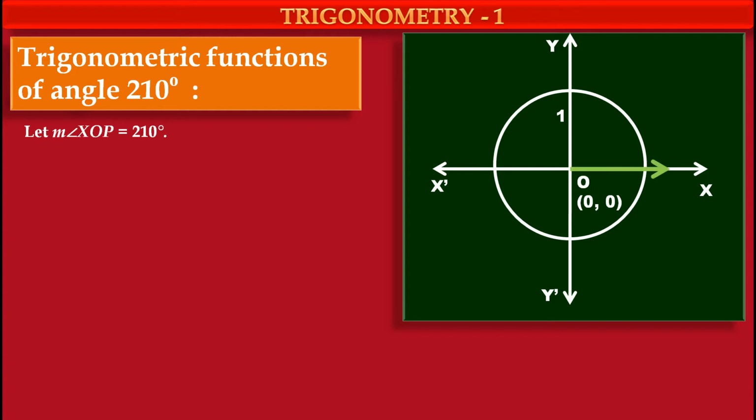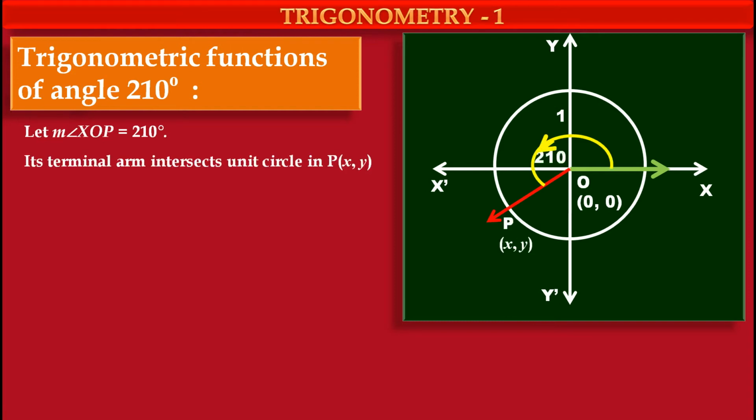To draw this angle, first we have to draw the initial arm. It is ray OX. Here it is shown in green color. Now by measuring angle 210 degrees from the initial arm OX, we have to draw the terminal arm, ray OP, point P. This point P is where ray OP intersects the circle, and this point P has coordinates x, y. Now we have to draw one perpendicular from point P to the x-axis at Q.